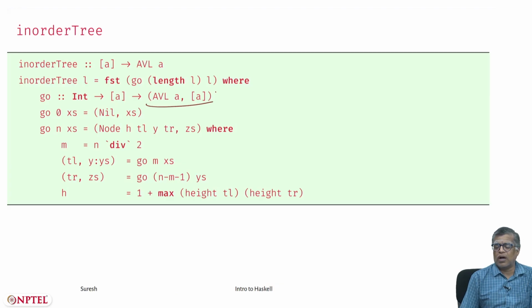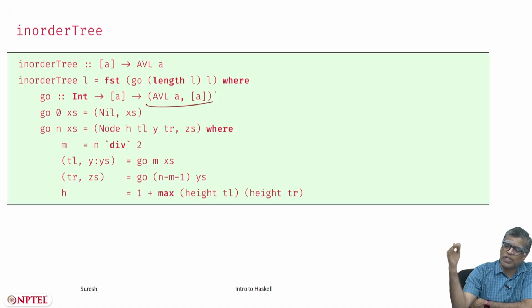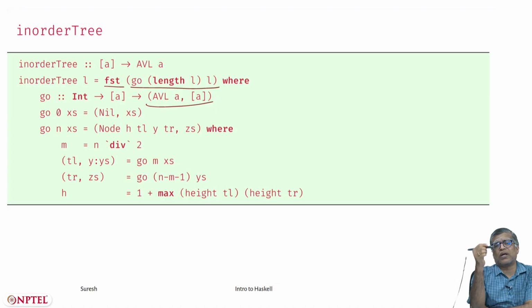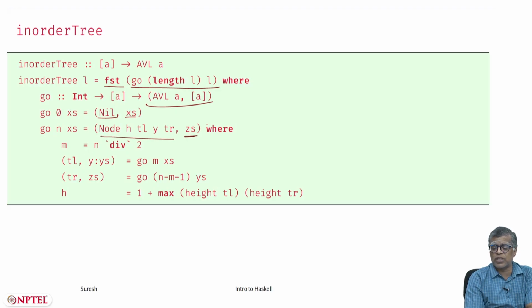So if I make a tree with the length L elements of the list, then the remaining elements is the empty list, which I can discard. That is why I am doing first of go length L of L, taking the first part and discarding the second part, which will be the empty list. So go 0: if I want to create a tree using 0 elements of xs, it is just nil, and I have not consumed any elements of xs, so I just return this. If I want to create a tree with the first n elements of xs, then it is this tree followed by zs, which are the remaining elements.